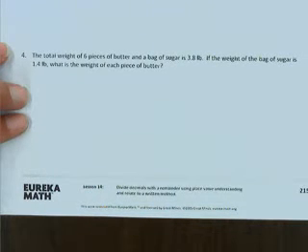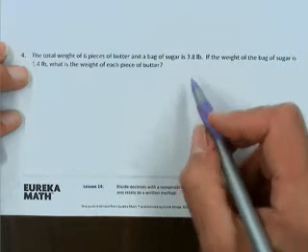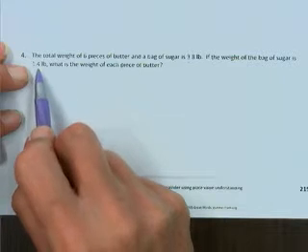I'm going to take a look at the most complicated word problem that we've got on this page. The total weight of 6 pieces of butter and a bag of sugar is 3 8/10 of a pound. If the weight of the bag of sugar is 1 4/10 of a pound, what is the weight of each piece of butter? So in this case, this has got the butter. This does not have the butter. This is just the sugar.